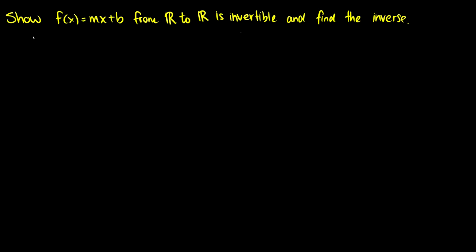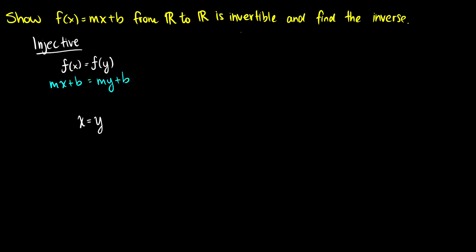So we need to show that it's injective, and we need to show that it's surjective. So, injective. If f of x is equal to f of y, we need to show that x is equal to y. Okay, so let's substitute f of x and f of y in. So we're going to have mx plus b is equal to my plus b.